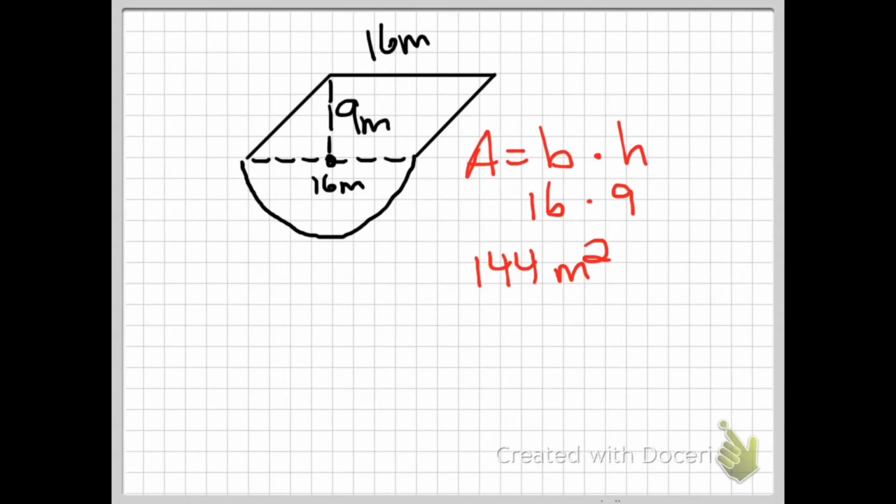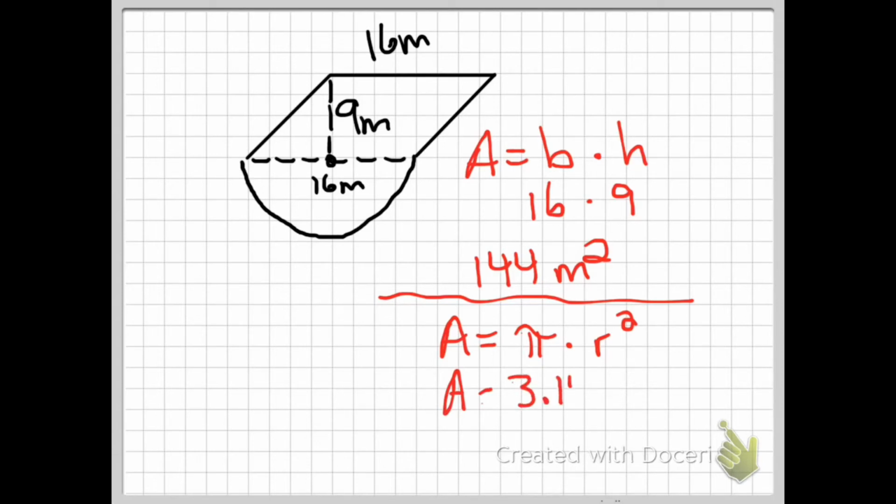And then we have this half circle. We have the area of a circle, which we know is pi times the radius squared. This is where the tricky part is. We have pi, which is 3.14, times the radius squared. Well, the radius is not 16, it's 8. Remember, we're going to square that. So 3.14 times 8 squared, and 8 times 8 is not 16, it's 64. After we multiply, we'll see that that's 200.96.